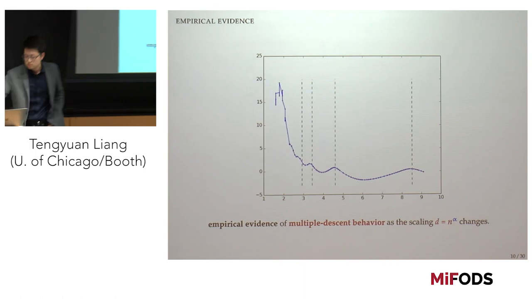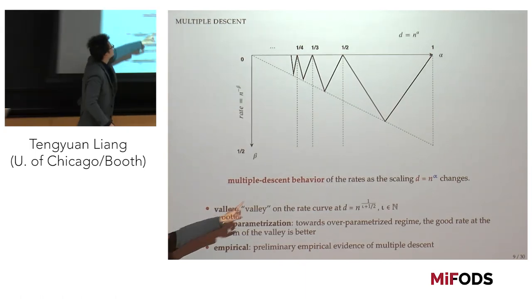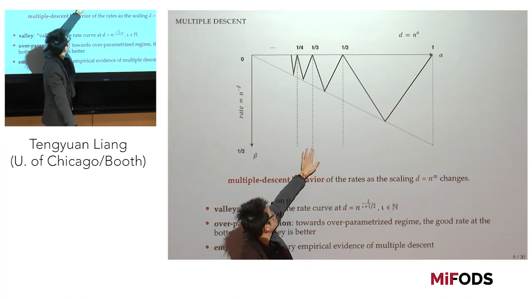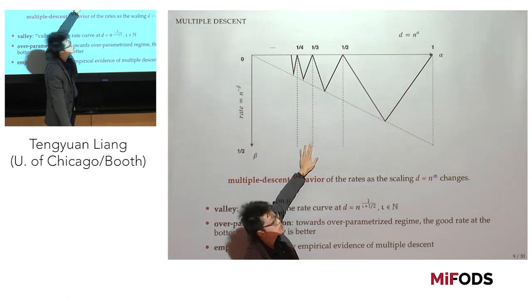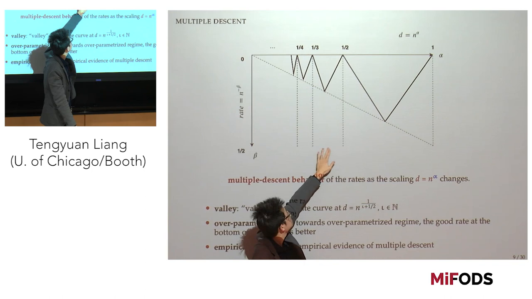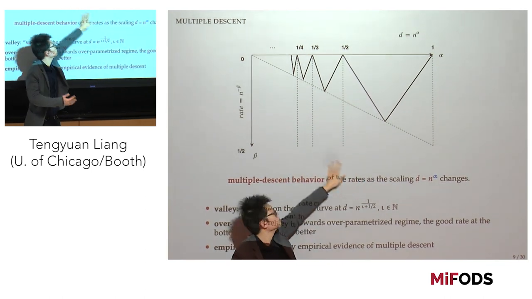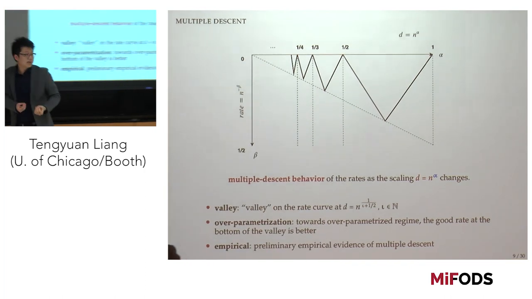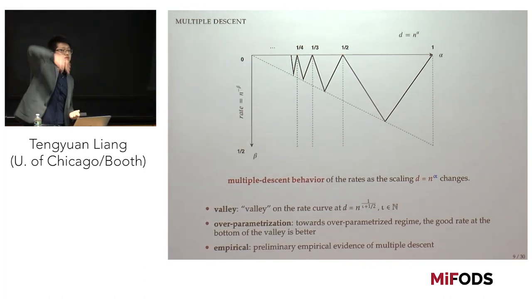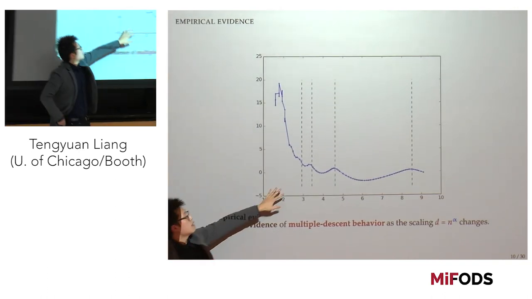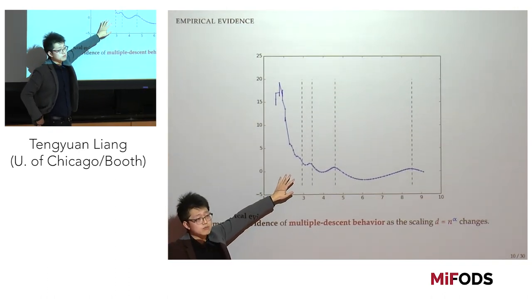Actually, the boundaries that are predicted by our theory. We'll give you the formula in a bit. Even these constants can be exactly characterized. I plot these boundaries predicted by the theory. So these boundaries are actually predicted by the theory for when there is bad behavior. So this is what happens for the out-of-sample risk numerically.